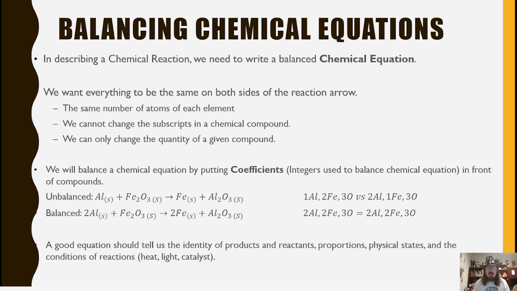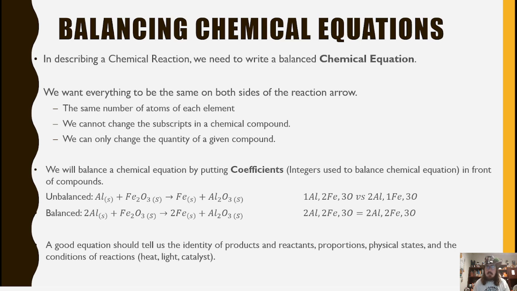It may be easier to balance that iron compound if it's FeO instead of Fe2O3. But FeO is iron(II) and Fe2O3 is iron(III). Different products, so we cannot change the subscripts. So the only thing we can do is change what we call the coefficient, which is the quantity of the given compound that is formed.